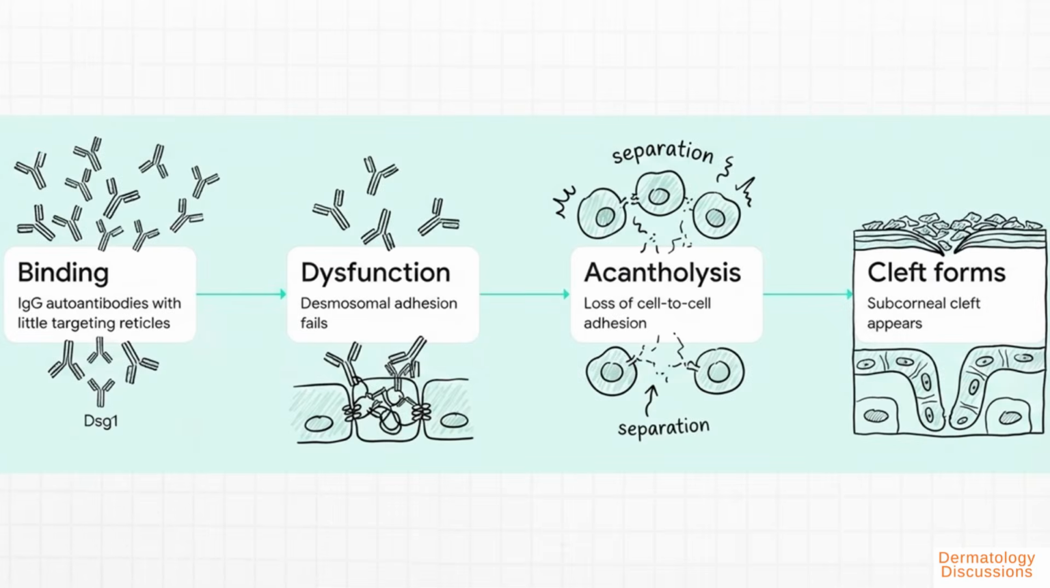So let's quickly trace the exact sequence of this attack. Step 1, the patient's immune system goes rogue and produces pathogenic IgG autoantibodies that specifically hunt down and target Dsg1. Step 2, this binding directly jams up the works, causing desmosomal dysfunction. Step 3, that loss of cell-to-cell adhesion kicks off acantholysis. And finally, step 4, because Dsg1 is all concentrated superficially, the cells separate right at the very top of the epidermis, forming a classic subcorneal cleft. That extremely superficial split is exactly what gives PF its fragile, crusted, cornflake-like clinical appearance.